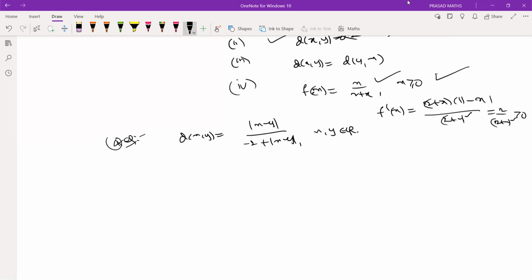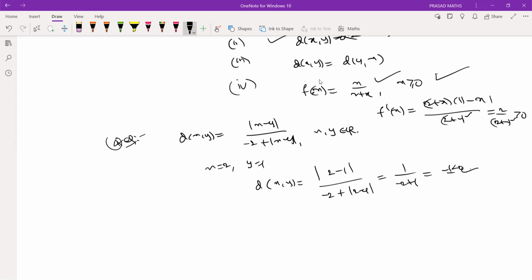Good, very good. So the problem is with non-negativity, because there is a minus sign here. We need to expect that the first condition would fail. Suppose I take x equals 2, y equals 1. What happens? The distance between x comma y is 2 minus 1 divided by minus 2 plus 2 minus 1, so 1 by minus 2 plus 1. That means minus 1. Therefore it is less than 0. Distance cannot be negative, therefore it's not a metric.